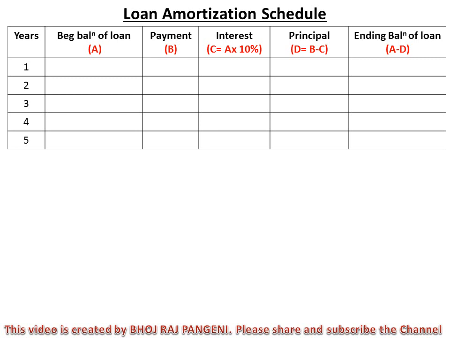So now compute the value of interest. A into 10%. A means 10,000 into 10%, that is 1,000.